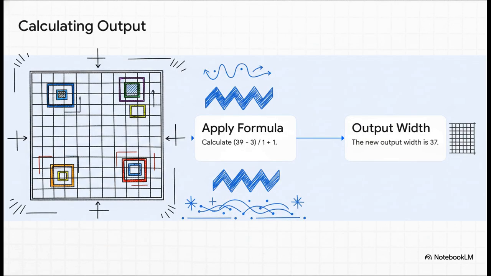So how does that actually change the size of our data? Well, there's a pretty straightforward formula for it. You take the input width, which is 39, subtract the filter size, 3, divide by the stride, 1, and then just add 1 back. The result? Our 39 by 39 image shrinks down just a tiny bit to 37 by 37.